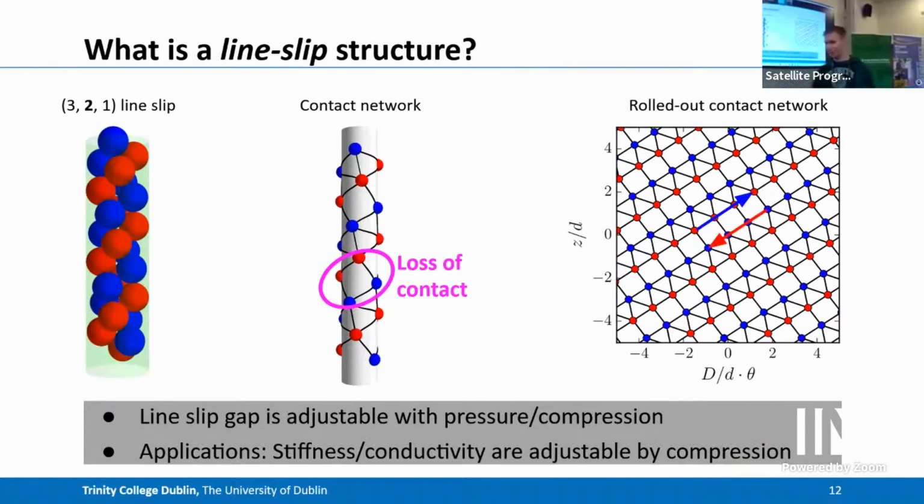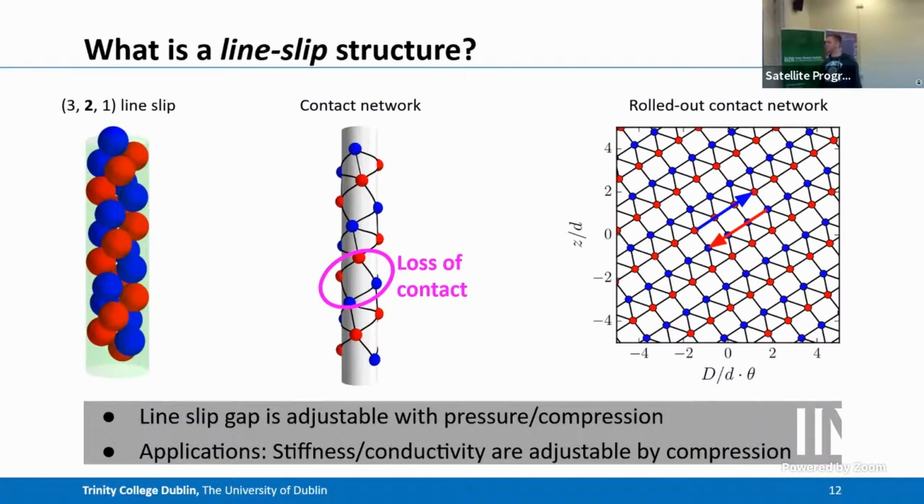You can roll it out in a plane, and you get this sort of pattern where you can see that the gaps actually happen along a line. And when you move these spheres along these lines, when you shear it along these lines, you'll get back into a uniform structure. And that's why we decided to call it a line slip structure, because the spheres are being slipped compared to the uniform structure.